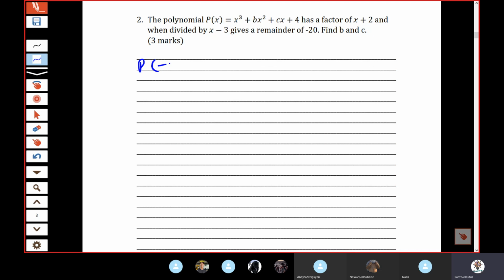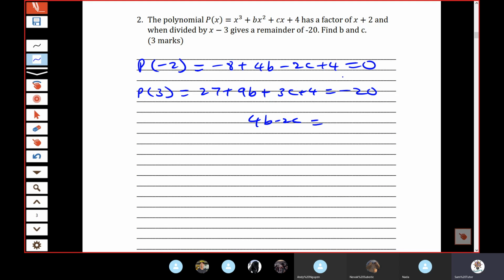So, P of -2 equals -8 plus 4b minus 2c plus 4 equals 0. P of 3 equals 27 plus 9b plus 3c plus 4 equals -20. So what do we have? We've got 4b minus 2c equals 4 minus 8, which is -4, equals +4. 9b plus 3c equals -20 minus 4 minus 27, which is -51.